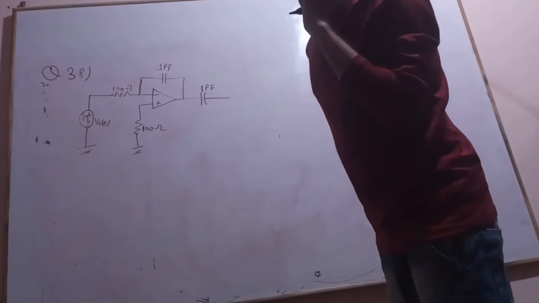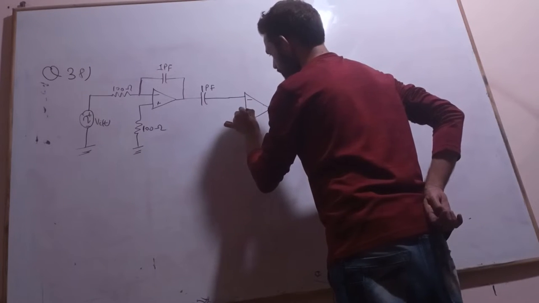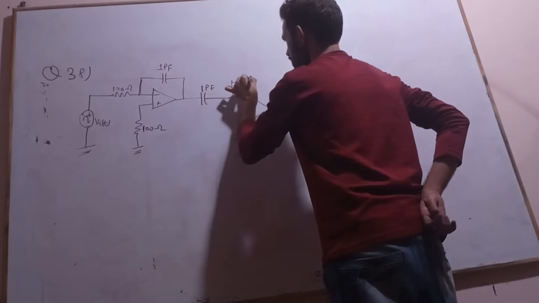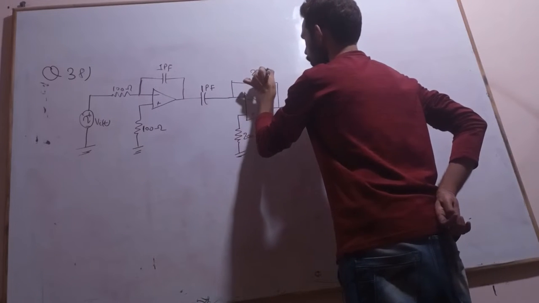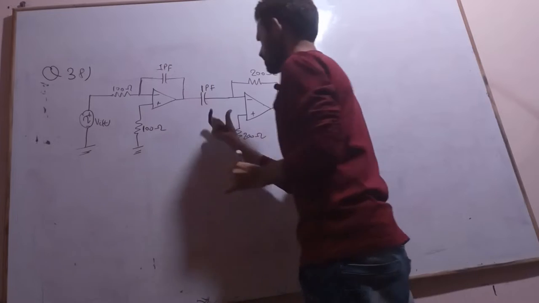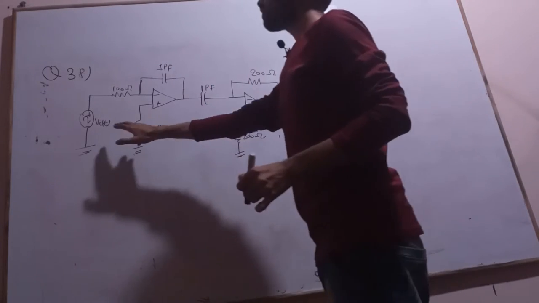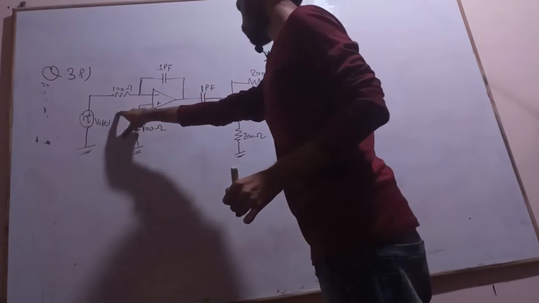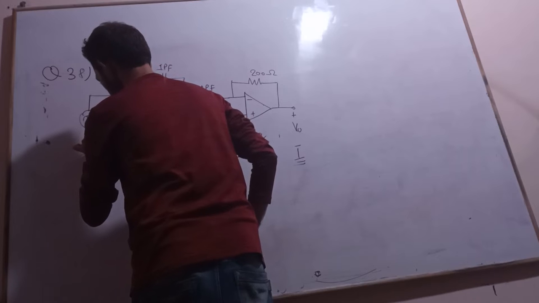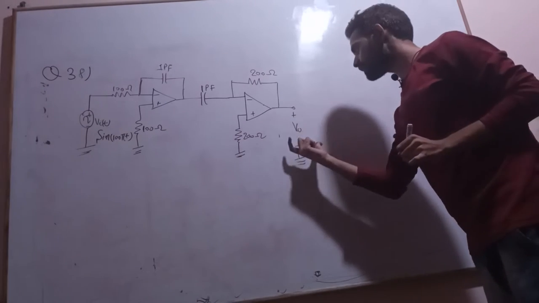This is 1 picofarad. Then it is connected to the negative terminal of an op-amp, and this resistance is 200 ohm. This is the feedback resistance, 200 ohm, and here is the output voltage. Here the input voltage is applied at the negative terminal of an op-amp, and it is sin 100 pi t.